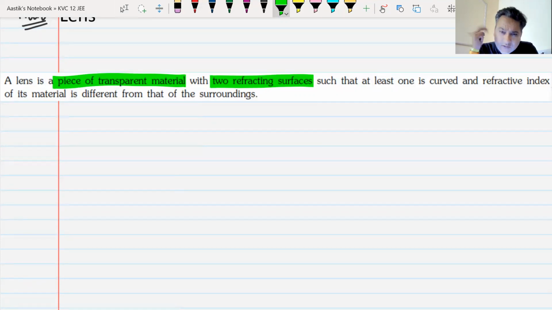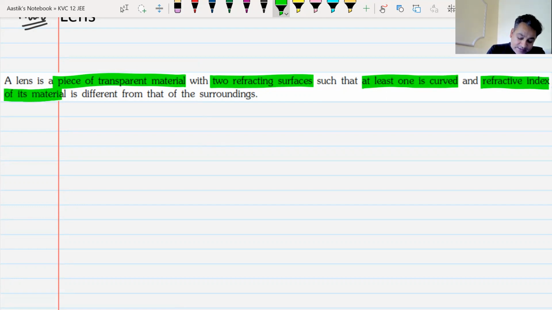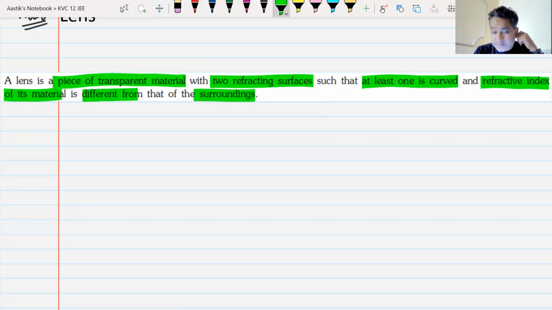A glass slab also has two refracting surfaces. Do we call it a lens? No. What makes it a lens? At least one is curved. Third point: one of the refracting surfaces must be curved. Fourth point: the refractive index of the material is different from the surroundings. These are the 4 points that you must remember when you talk about a lens.